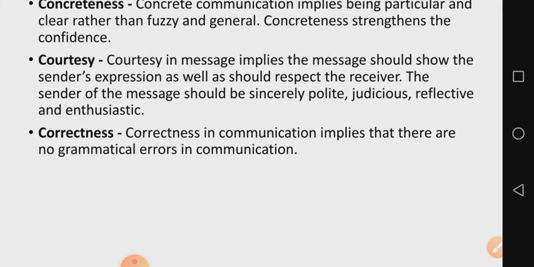Courtesy. Courtesy in the message implies the message should show the sender's expressions as well as respect the receiver. If you send a message which is very harsh, or which demeans the audience, that is not good. The message you send should be courteous without harming the emotions of the receiver. The sender of the message should be sincerely polite, judicious, reflective, and enthusiastic.